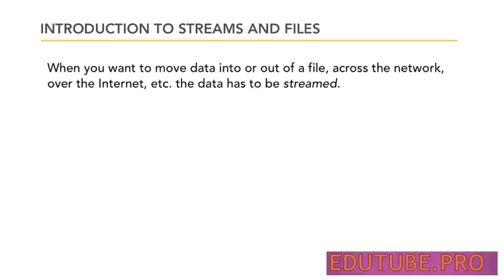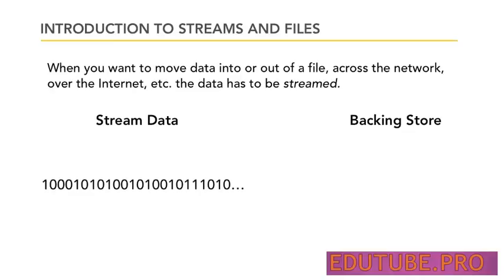When you want to move data into or out of a file or across the network or over the internet or some block of memory or some other location, the data has to be what's called streamed. And you can think of a stream as an analog to its real-world counterpart. Think of water moving between two bodies of water in the form of a stream or a river or whatever. In this case, however, the stream data is a bunch of ones and zeros that represent the information of a file, and the body of water is called the backing store.